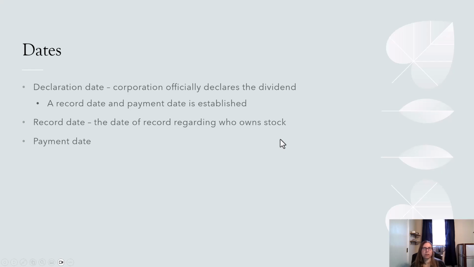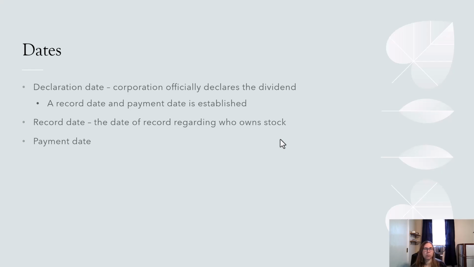And then I also want to talk about dates. You would have 3 dates involved here. The declaration date would just be the date that the corporation officially declares the dividend, and they would estimate the amount of the dividend based on how many shares of stock were outstanding. A record date and a payment date would be established at that point, and the record date would be the date of record. Whoever owns stock on this date would get the dividend. And then you would have the payment date, which is when the dividends would actually be paid.